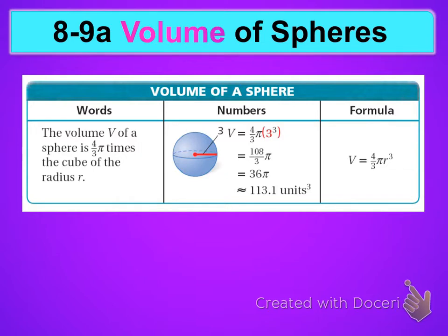Now, to find the volume of a sphere, the volume V of a sphere is 4/3 pi times the cube of the radius. So you're going to have V equals 4/3 pi r cubed.